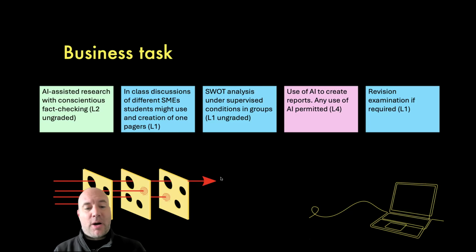Maybe they bring a hard copy in or they bring their own handwritten notes based on the AI-assisted research. We do the strengths, weaknesses, opportunities, threats analysis, and perhaps we do that under supervised conditions as well. And then we take all of that supervised in-class AI-free work. We allow the students to bundle that up and take it with them outside of the classroom, where in a level 4 or 5 kind of task, they can use whatever AI they have access to.